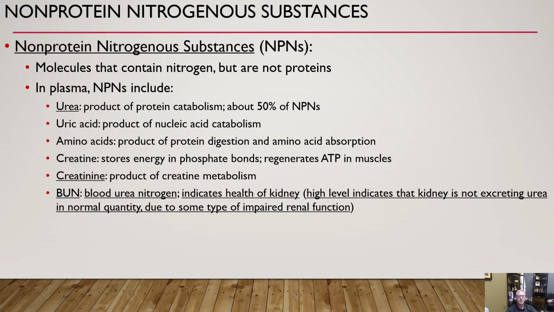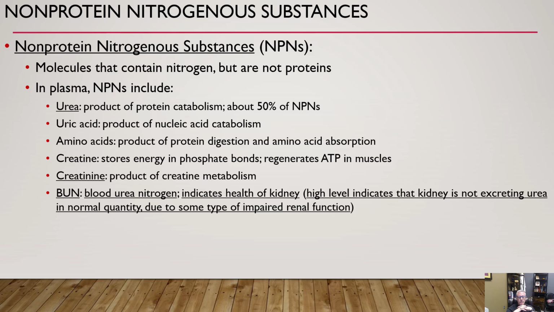All right, we also have these non-protein nitrogenous substances, or NPNs. Urea, basically, that's what we get when we break down protein, or protein catabolism. We also have uric acid. That's what we see when we break down nucleic acids. Amino acids, that's when we break down proteins as well. You know, we chop up proteins because remember, amino acids are the building blocks of proteins.